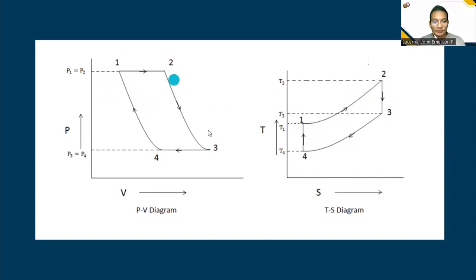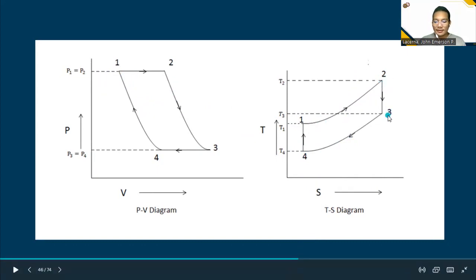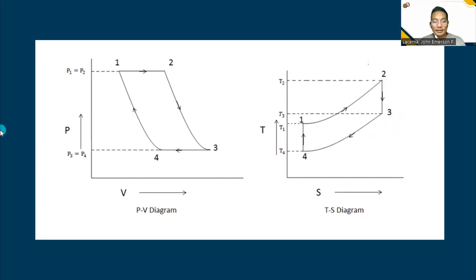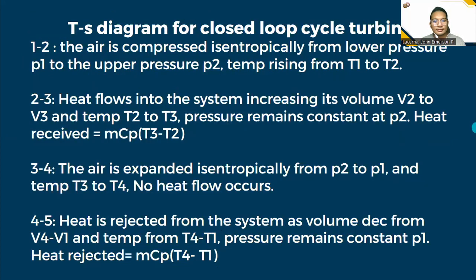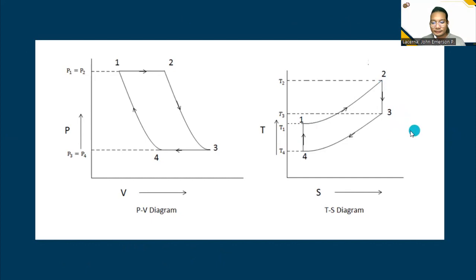Okay, from process 2 to 3, isentropic expansion of the gas takes place in the turbine. Bakit nga ba turbine? Kasi sa ating schematic diagram, 2 to 3, dito ang ating turbine. Here, the pressure drops from P2 to P3. Nag-decrease yung ating pressure. And the volume increases naman, from V2 to V3. So, bumaba yung pressure natin, tumaas din ang volume. In TS diagram, the entropy remains constant, but the temperature dropped from T3 to T4.